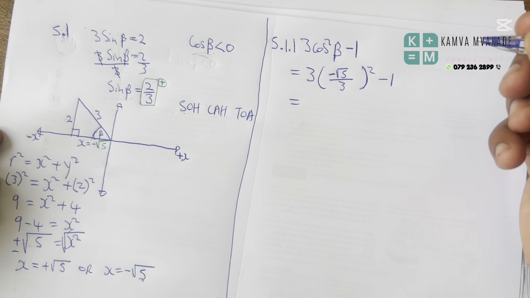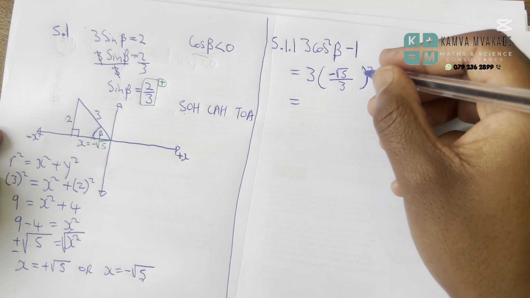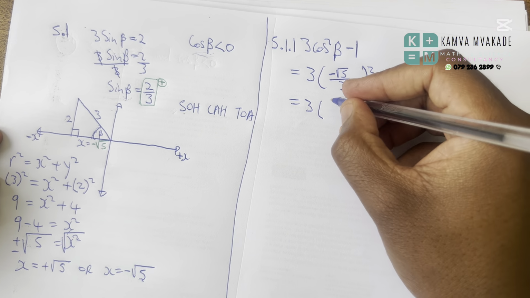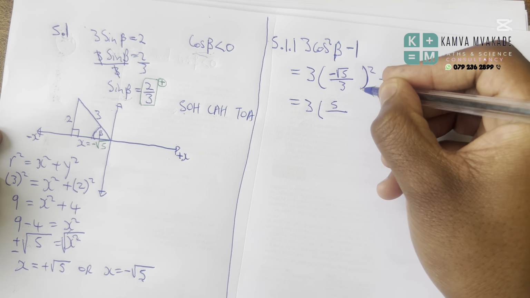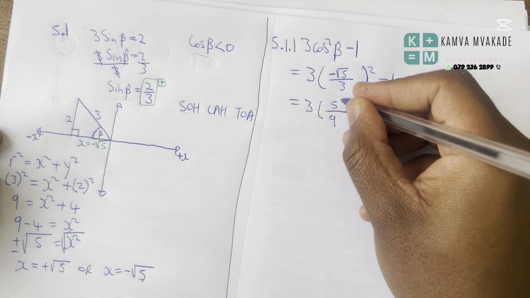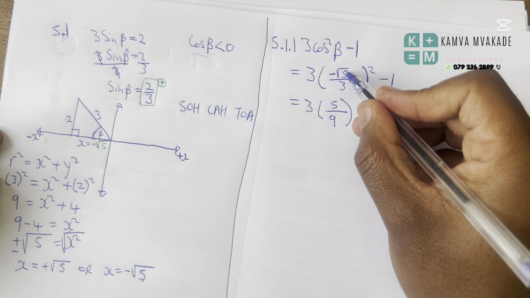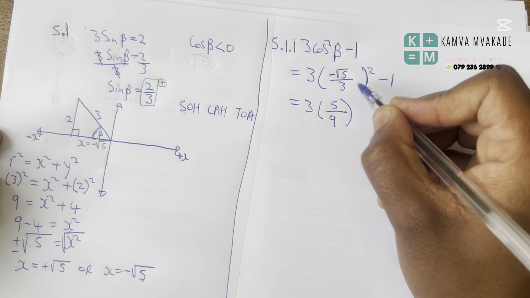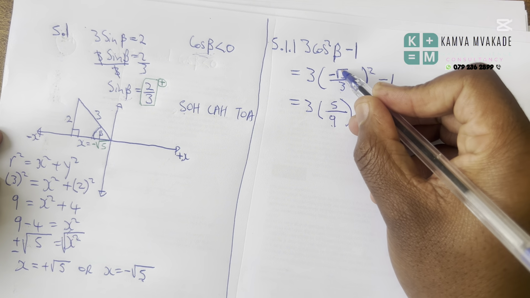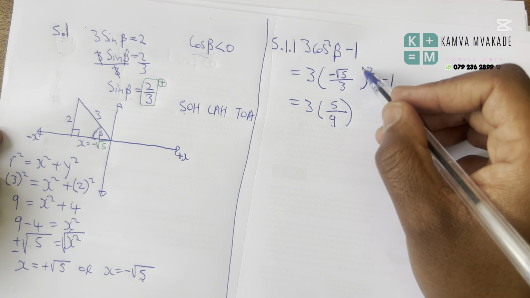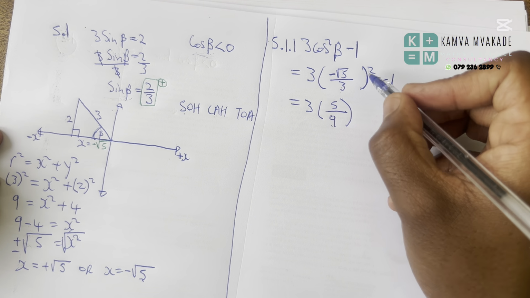So this is going to be 3 times positive 5 over 9. Here the square is going to apply to the numerator and the denominator. 3 squared is 9. The square is going to cancel the square root. But we know that once we have a negative number squared, we're going to have a positive number.